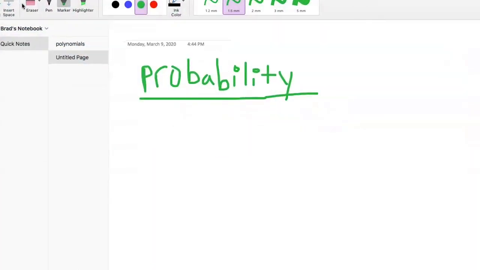This video is all about probability. So we're going to go through three of the most common types of examples that you're likely to see on your test. Those three types of questions are dice questions, card questions, and coin questions, like flipping a coin. So we'll go through each of these.